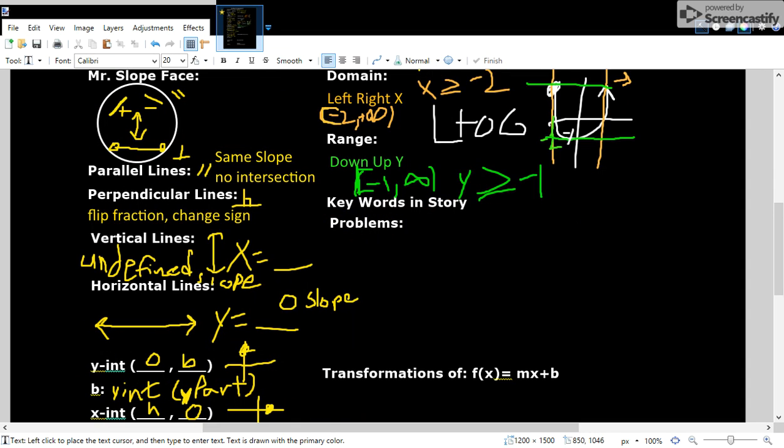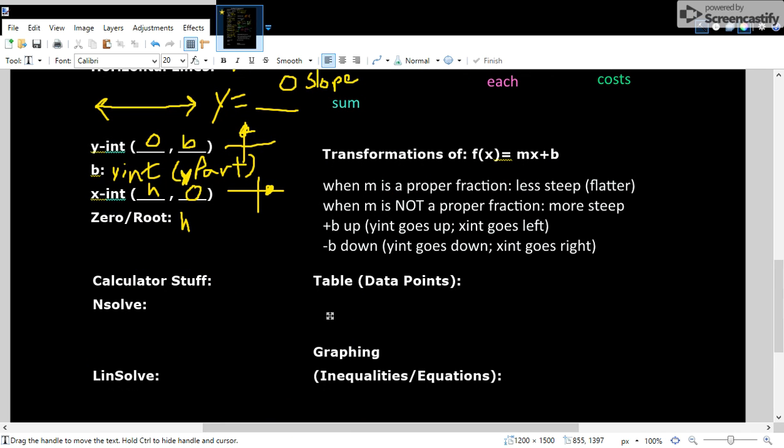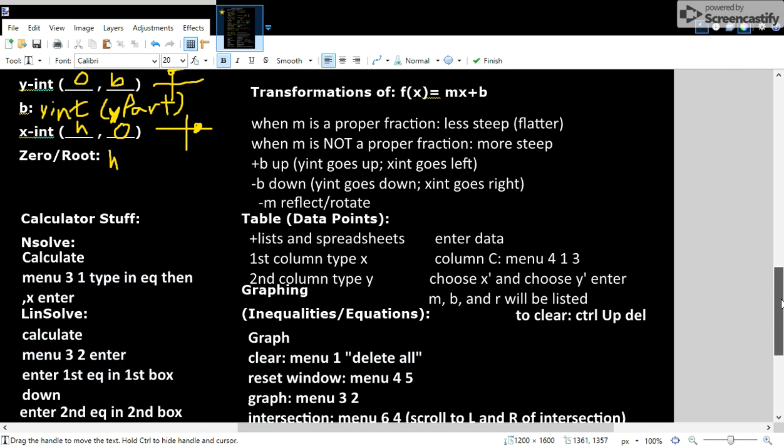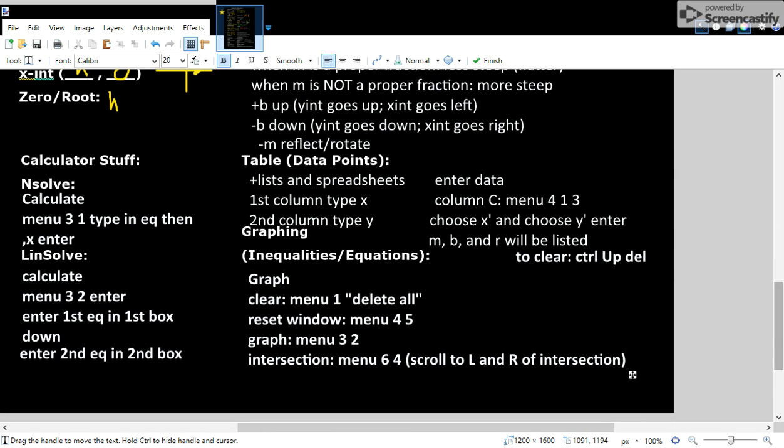Okay, I'm going to write out the rest of these. Go ahead and copy these down. By proper fraction, I mean a number where it's a fraction and the number at the top, the numerator, is smaller. Okay, pause the video. Go ahead and write out the rest of these transformations and then the information on how to use the calculator to find certain things.